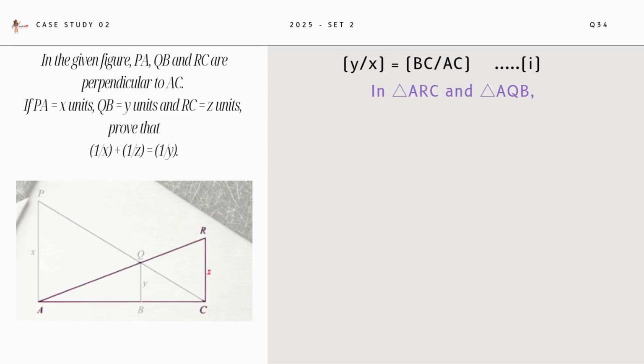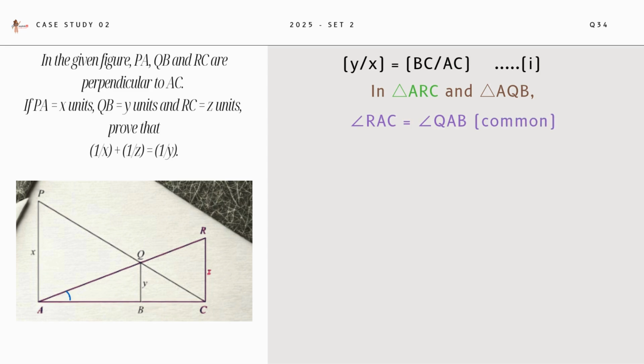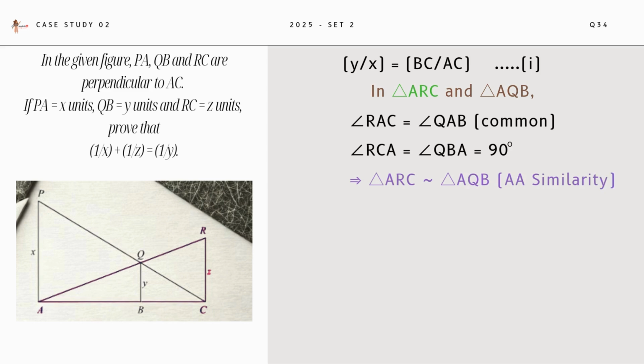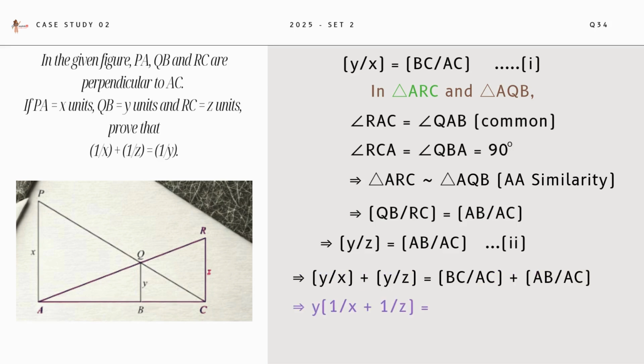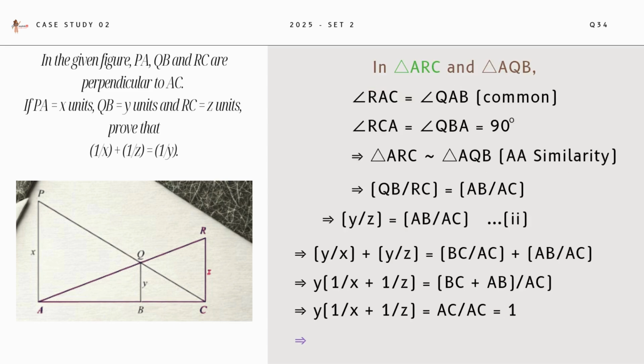Similarly, in triangle ARC and triangle AQB, angle RAC is equal to angle QAB, common angles. Angle RCA is equal to angle QBA, each equal to 90 degree. Therefore, both the triangles are similar, and thus QB upon RC is equal to AB upon AC, or we can say Y upon Z is equal to AB upon AC. Now, adding equation 1 and 2, we get 1 upon X plus 1 by Z is equal to 1 upon Y, as we needed to prove.